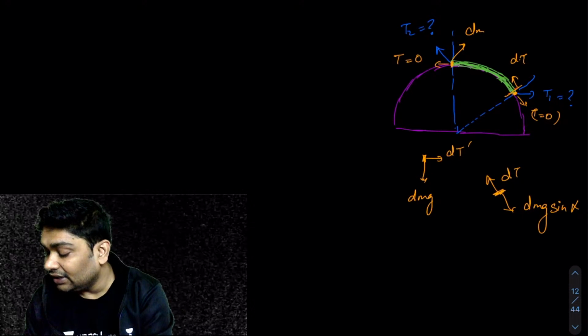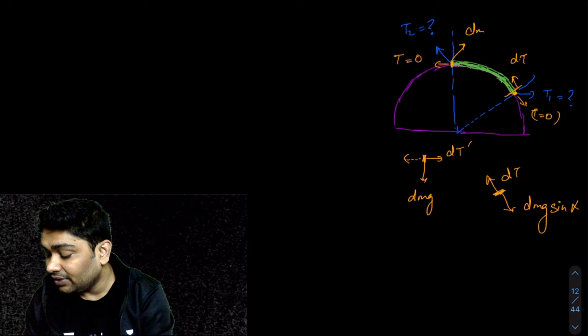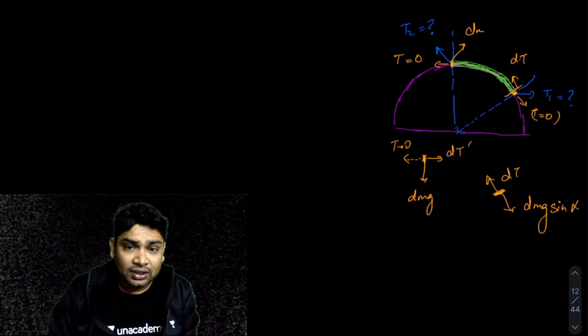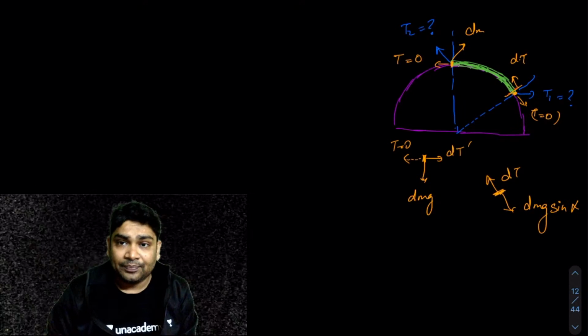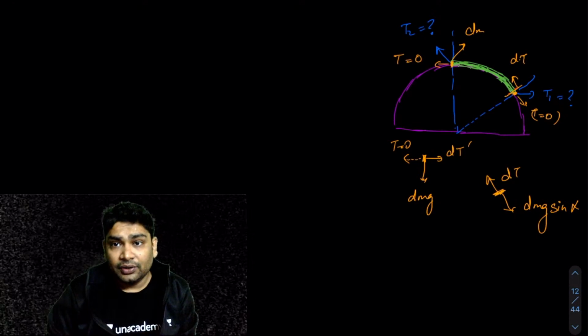Dash here, and on this end there will be no tension. Okay, T would be 0. So the tension would vary across the elements. In this kind of setup, the tension would vary across the elements also. Do you agree?